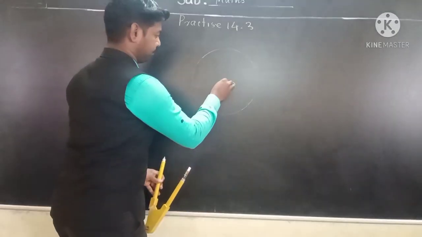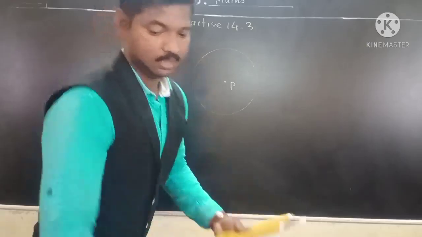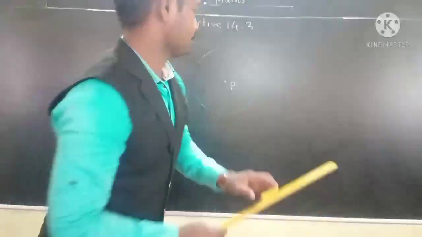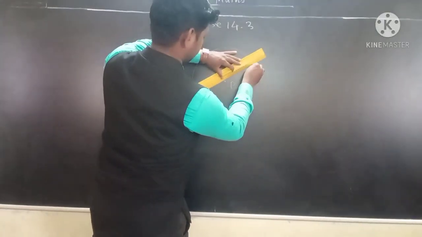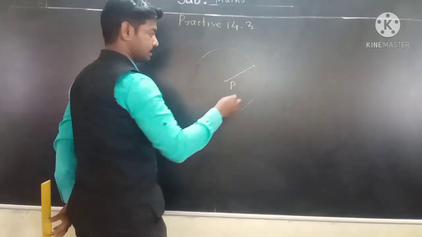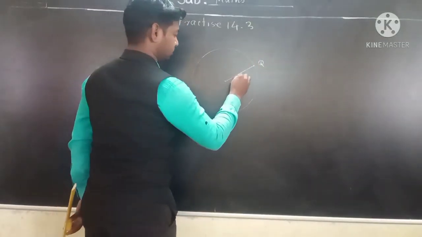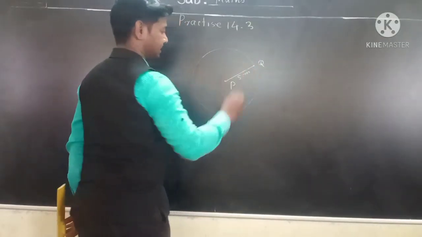Okay. So point P. Then we take any point which is lying on the circle. Then I will join that point. And as given there, we have taken the distance in our compass, that is 5 centimeters. So PQ will be 5 centimeters.